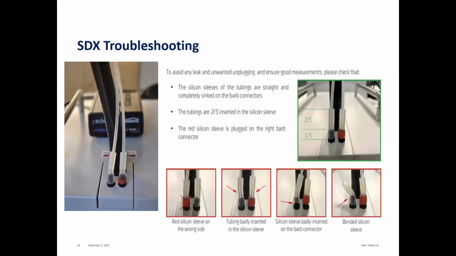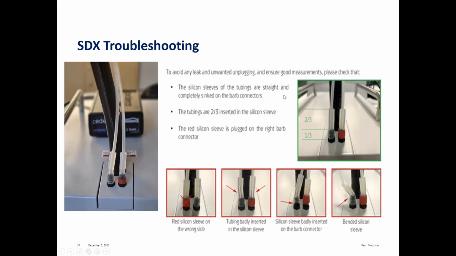So, SDX troubleshooting. To avoid any leak and unwanted unplugging, ensure good measurements, please check that the 2 silicone sleeves, which are pictured, of the tubings are straight and completely synced into the barb connectors. The tubings are usually 2/3 inserted in the silicone sleeve. The red sleeve is plugged onto the right barb connector.